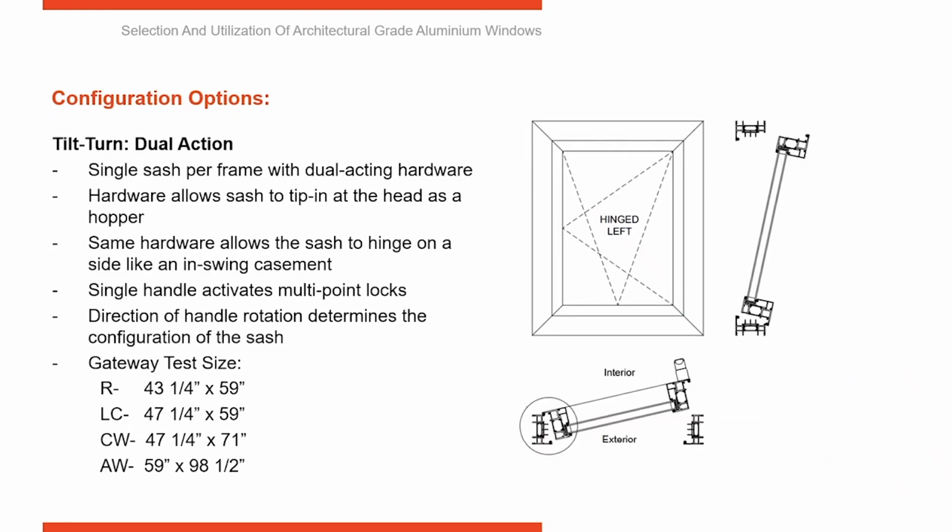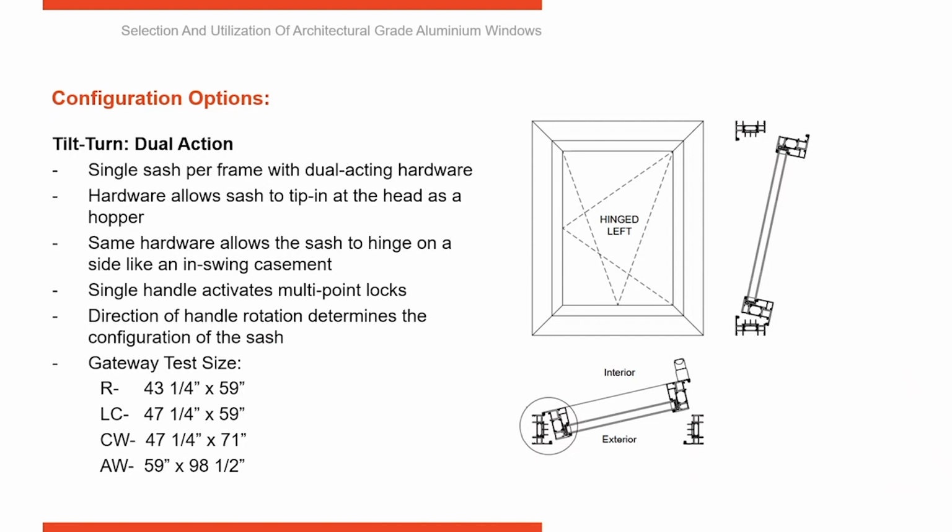Here's another configuration called a tilt turn or dual action window. This is a pretty unique window. You have a single frame and a single sash, but what's unique about it is the sash can operate in two different configurations. You typically have one large rotating handle on the side, and if you rotate the handle one direction and pull the window, it opens up like a hopper. The head of the window comes inward, projects inward.